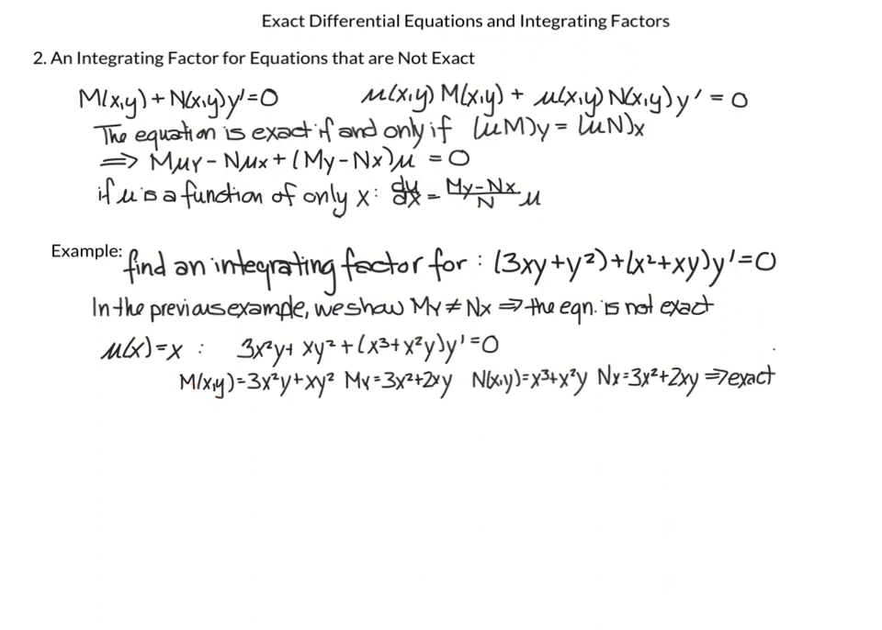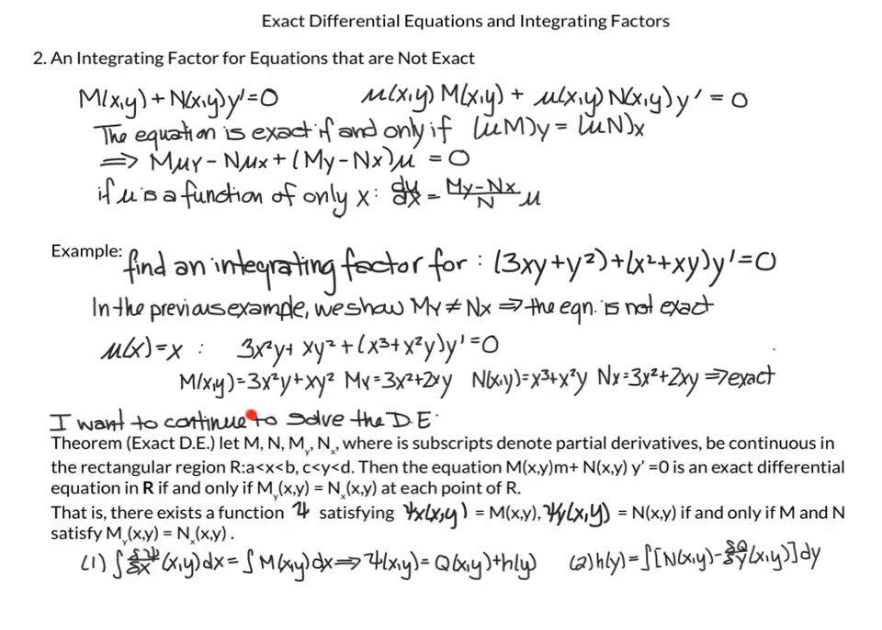Identifying M(x,y) is equal to 3x squared y plus xy squared, I can take the partial with respect to y, and I'll get 3x squared plus 2xy. Similarly, my N(x,y) is this portion in front of the y prime, which is x cubed plus x squared y. I can take the partial with respect to x, so that's 3x squared plus 2xy. And you can see M_y is equal to N_x. So this is an exact equation. In other words, the equation multiplied by the integrating factor is an exact equation.